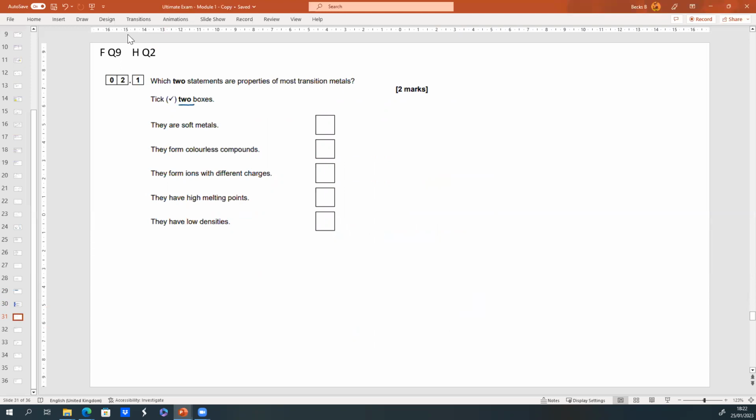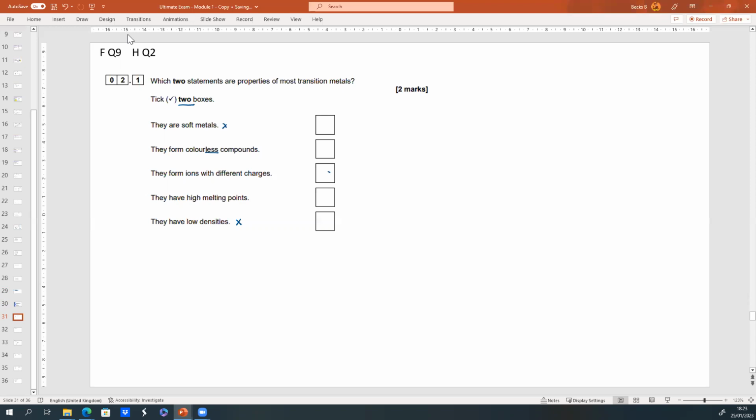So tick 2 boxes. So soft, no, they're the group 1. Group 1 are soft, they're more dense, okay? They form colourless compounds. They form ions with different charges, have high melting points and low densities. Let's rule out that density. We know that's group 1 because they float on the water, so they must have a low density. Now colourless. Put that in because they form coloured compounds, they don't form colourless. So that's just a little play on the word to make you think about that.